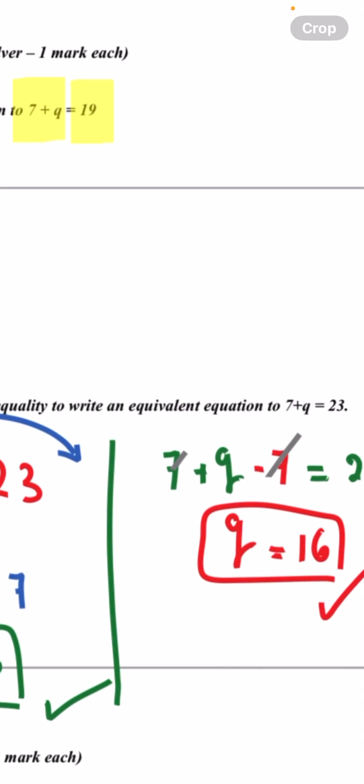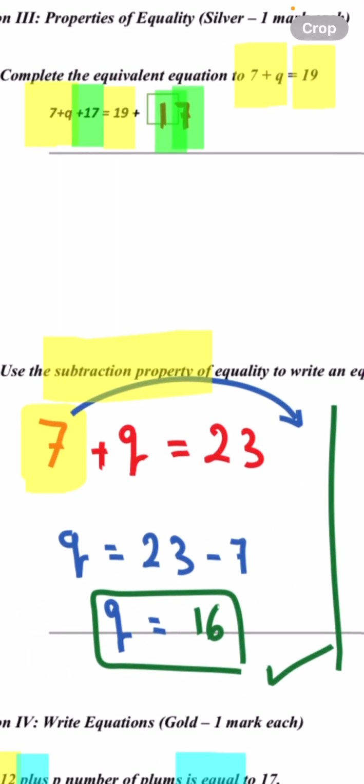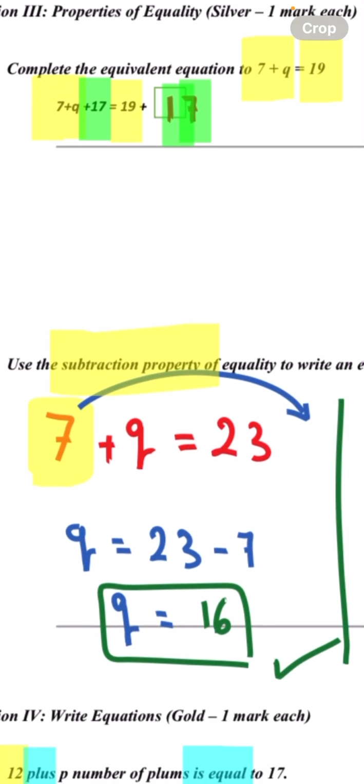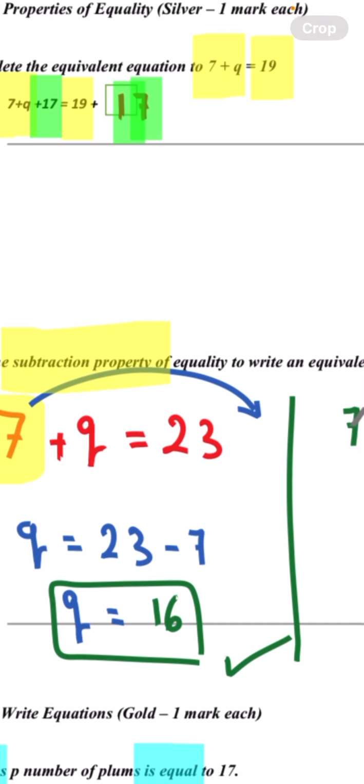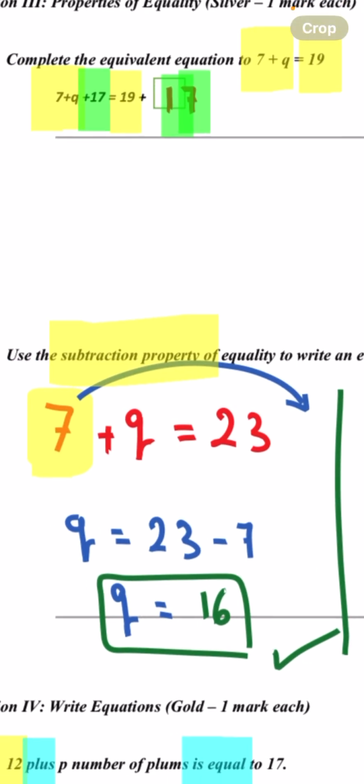In question number 6: use the subtraction property of equality to write an equivalent equation to 7 plus q equals 23. You need to solve this equation 7 plus q equals 23. Because it's addition, we use subtraction. So we subtract the same number from both sides. If you minus 7 from both sides, or you put 7 on the other side, you need to change its sign. So q equals 23 minus 7 equals 16.